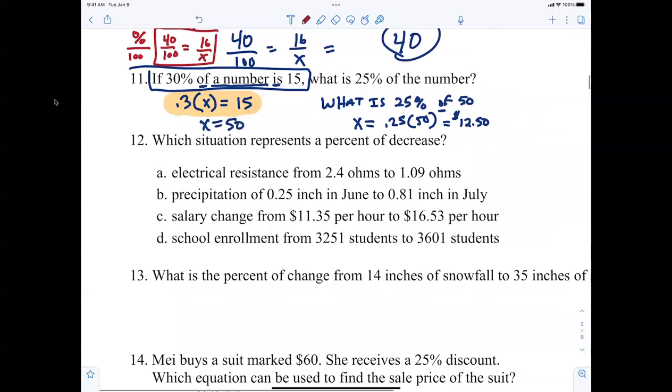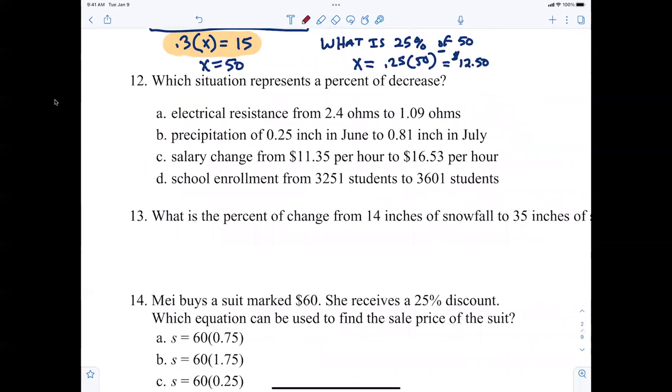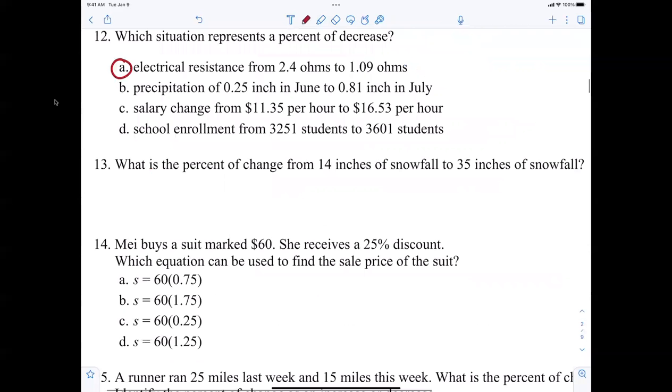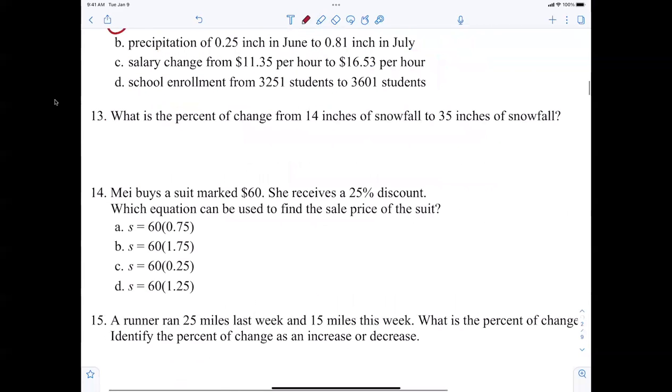Okay, Ryan, this one's too easy, so I'm going to have you do 13 also. What's the correct answer for 12? Oh, A. Obviously A. We're looking for a decrease. Okay, now you get to do 13. Do you remember how to find the percent of change? Yes, you take the difference and divide that by the original. Difference divided by the original.